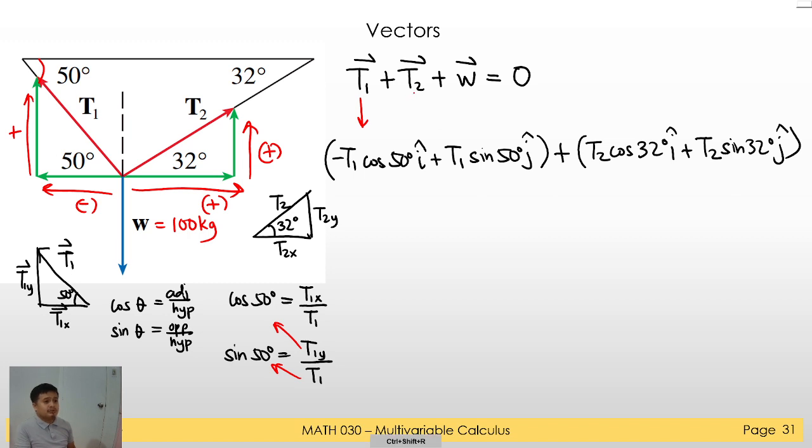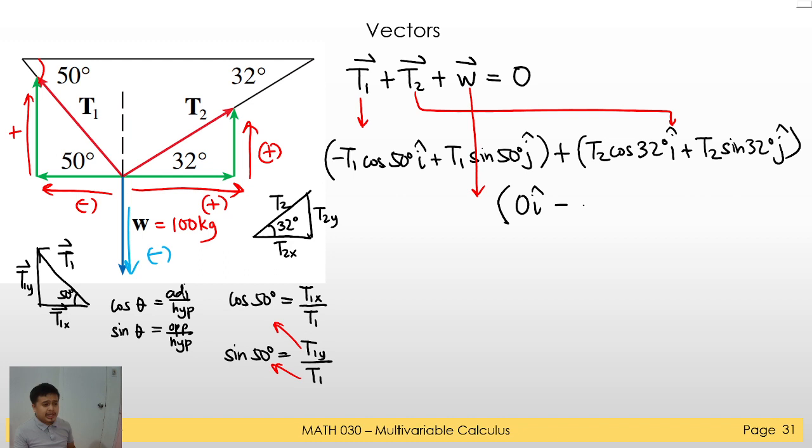Okay, so we already completed T1 and T2. How about the W? For the W, we only have a y, so it is only translating in the y-axis and doesn't have a component in x. So we have 0 i hat, and since this is heading downward, it should be negative. So this should be negative 100 kilograms.